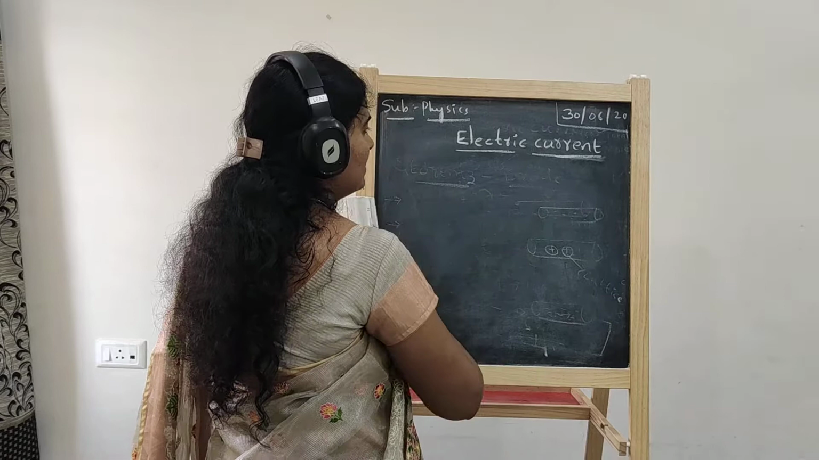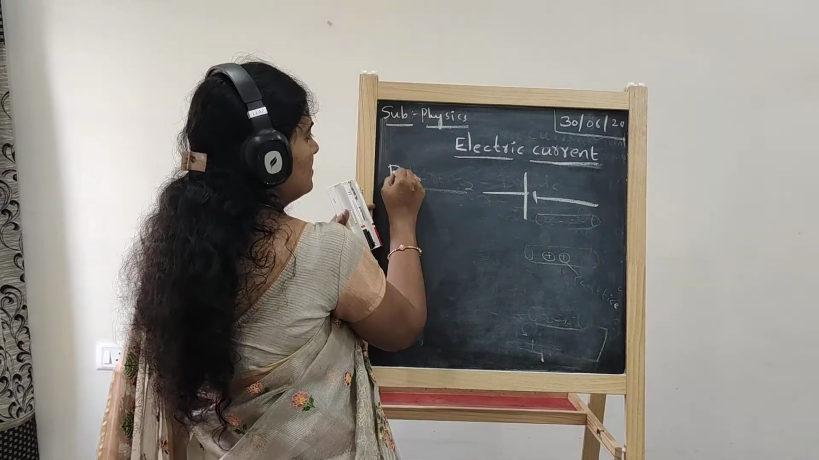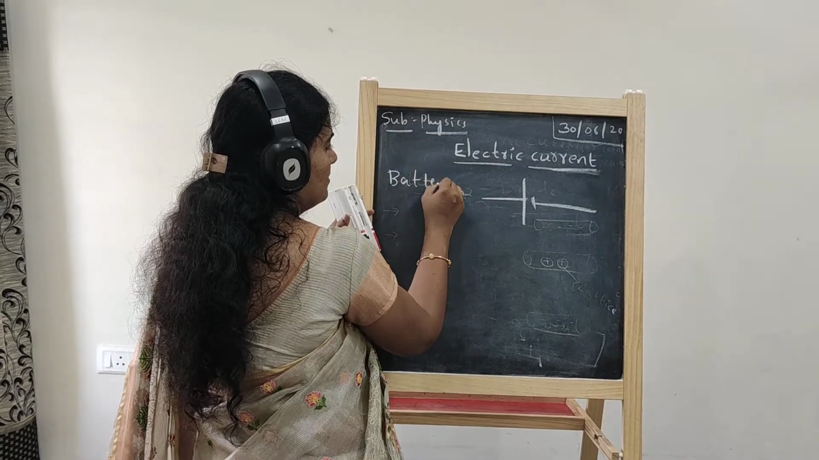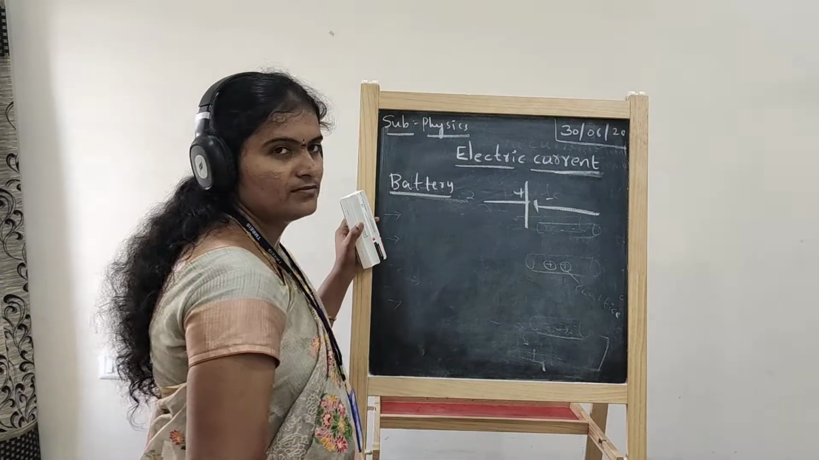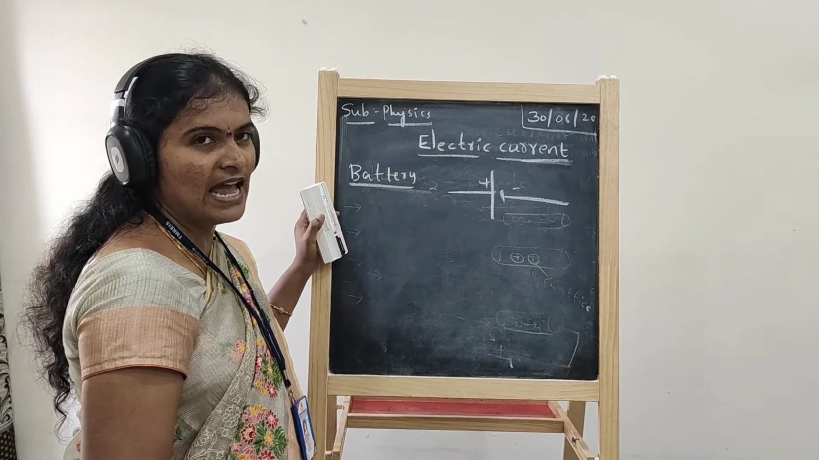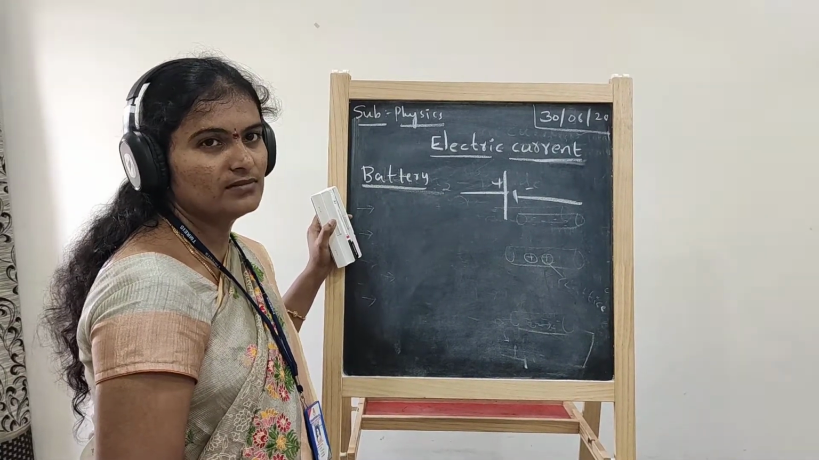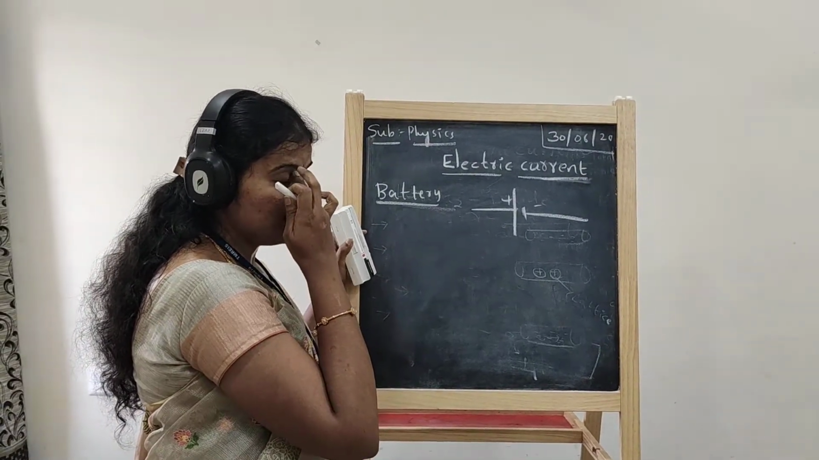Yes. This is a symbol of the battery. Here, this is the positive plate and this is the negative. This is positive, this is negative. It is also called anode and cathode. Already in 8th class we have the electrolysis process.